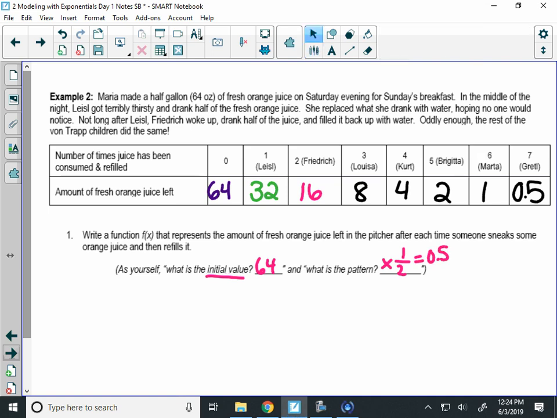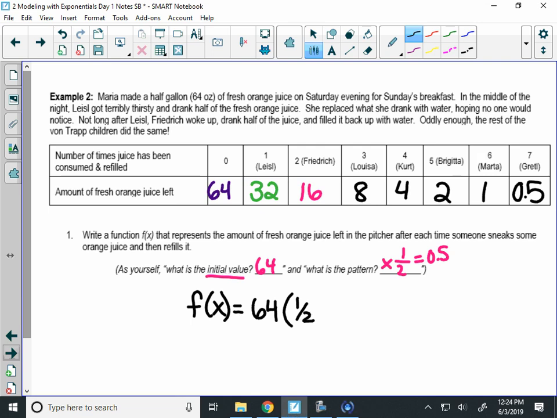So when I write my equation, it says write an equation that's f of x. You could do y equals. You take your starting amount, and you multiply it by the growth rate. Here it's 1/2 to the x. Now you could also write 64 times 0.5 to the x. That would be your equation.